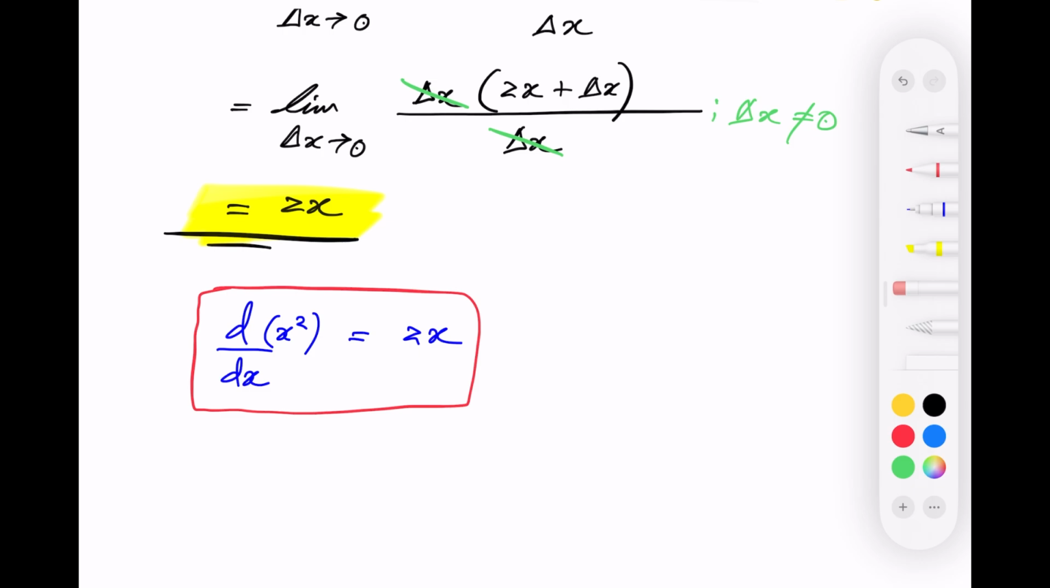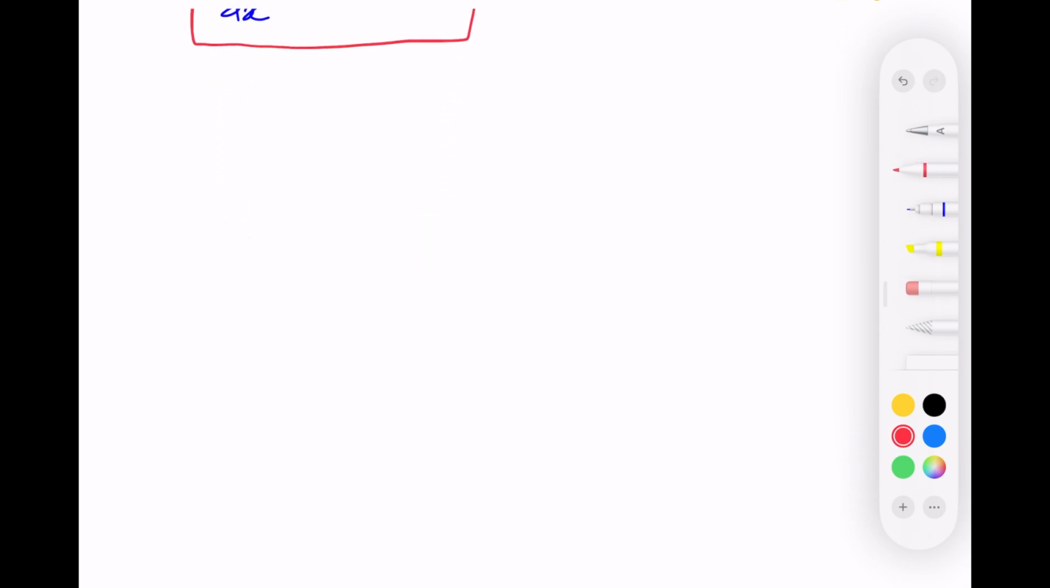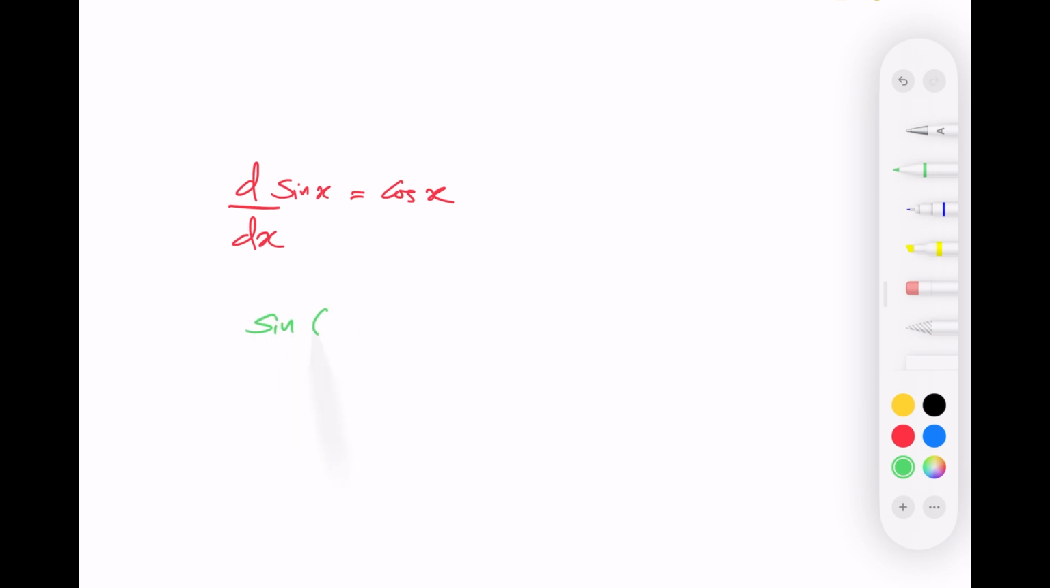Alright, that's an example for this first principles method. If you would like to try another example, show using the first principles that the derivative of sine x is equal to cosine x. I would like to assign this as a homework problem. When you solve this problem using the first principles, you will need this equation at some point. Sine a minus b is equal to sine a cosine b minus cosine a sine b.